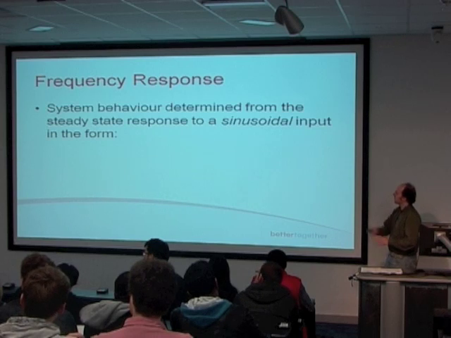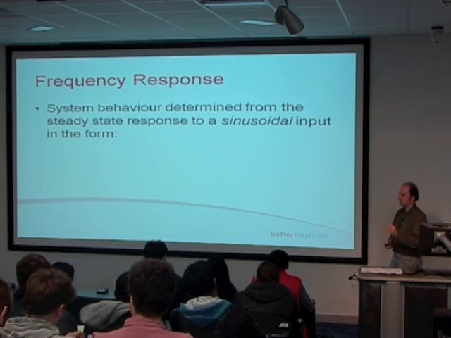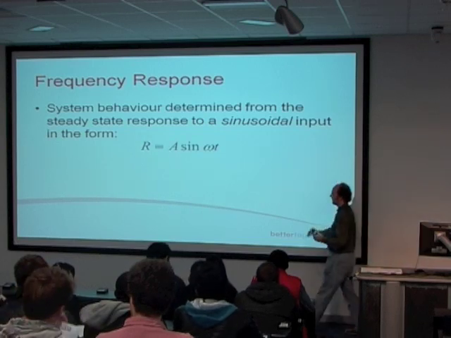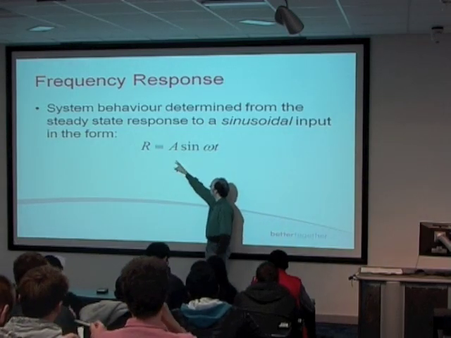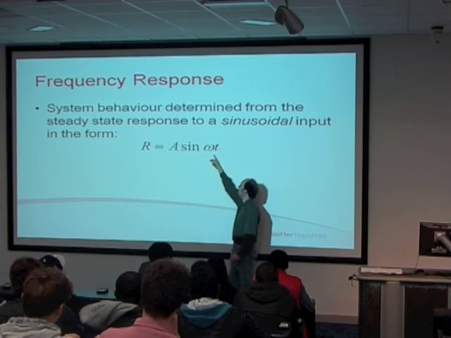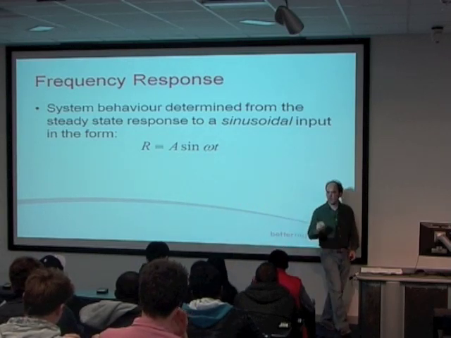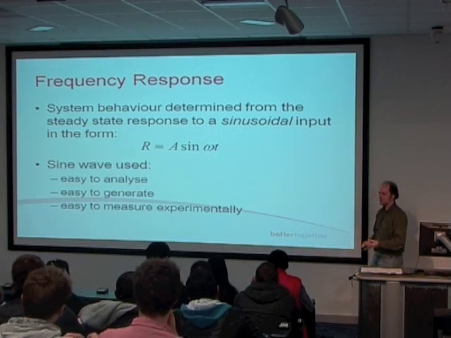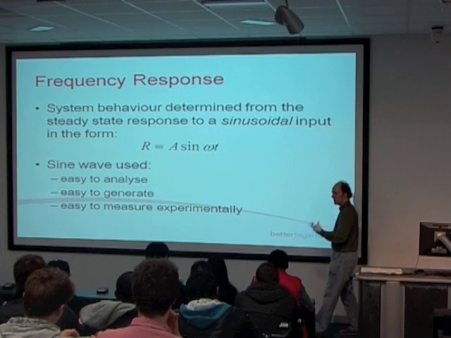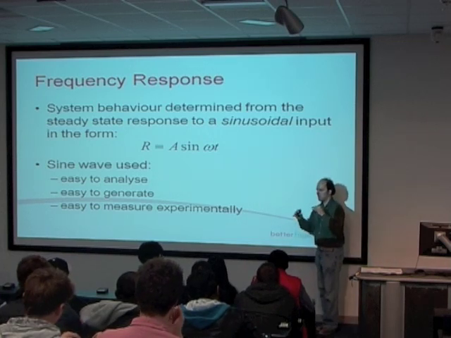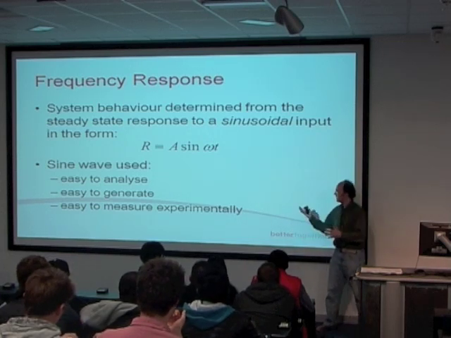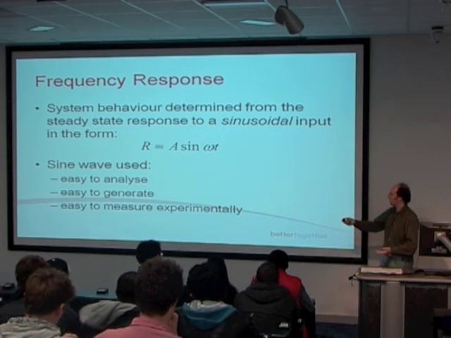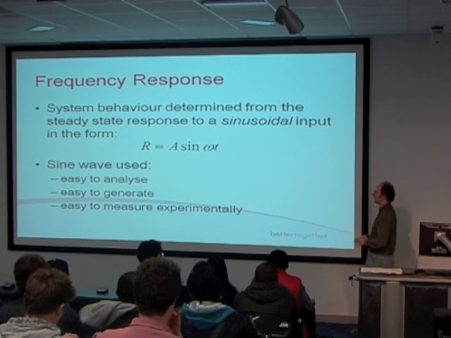So, frequency response: system behavior determined from the steady state response to a sinusoidal input in the form, obviously a sine function, R sine omega t, R being some amplitude and omega being the driving frequency in this case. The sine wave is used because it's easy to analyze, it's easy to generate, and if we take a system and measure it experimentally, it's easy to measure. Equally, you could use a cosine wave. They're both sinusoidal inputs. In this case, we're going to use a sine wave.